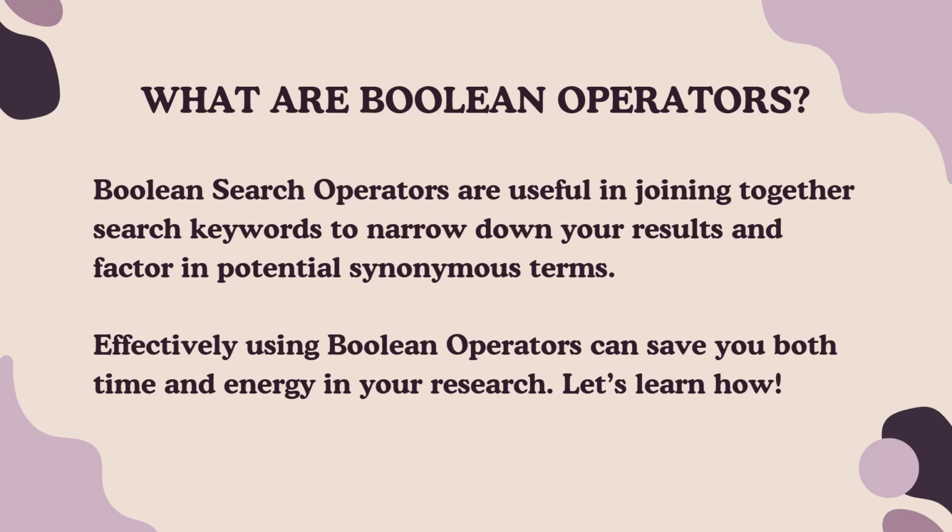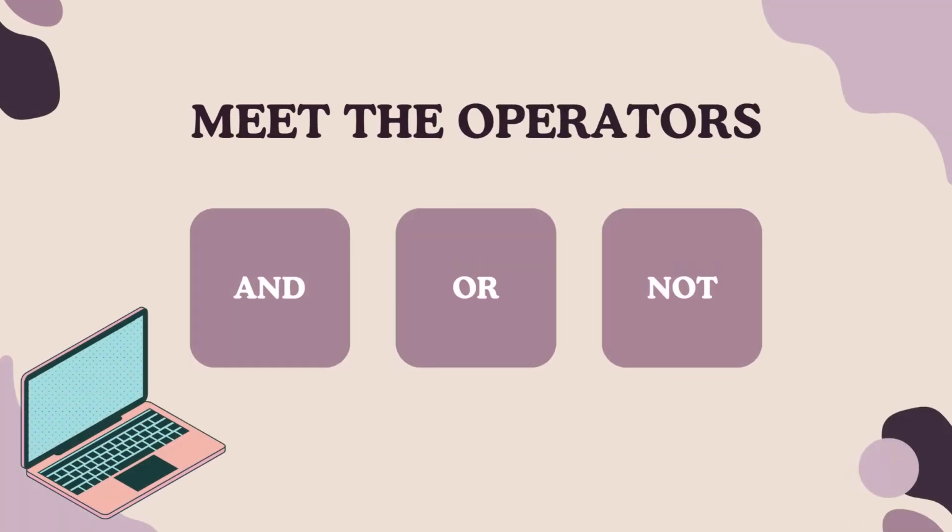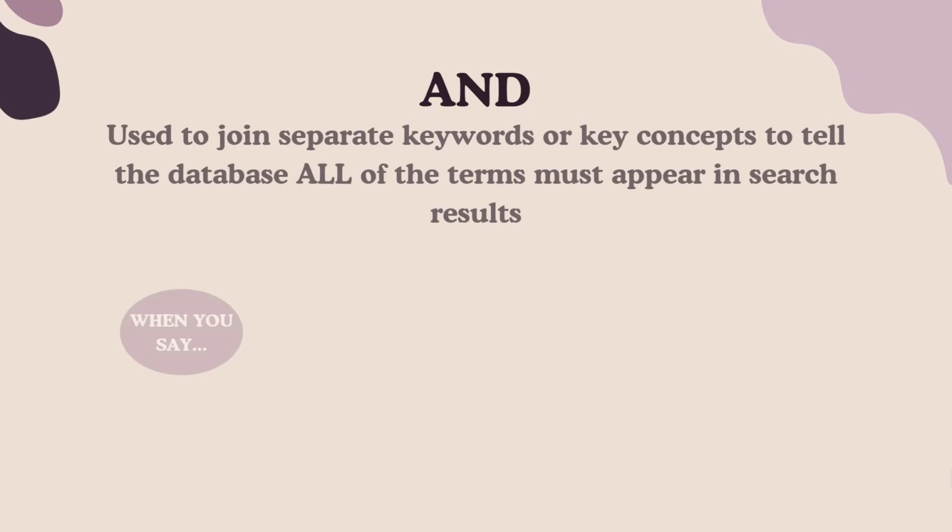Using Boolean operators can help you save time in finding relevant research, and using them to limit your results will also save you a lot of energy. There are three Boolean operators: and, or, and not. We're going to walk through each operator to learn why it's used and when it's used. The first operator is and.